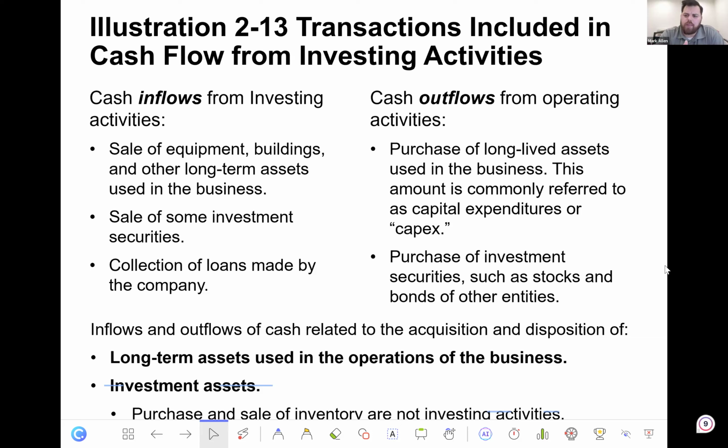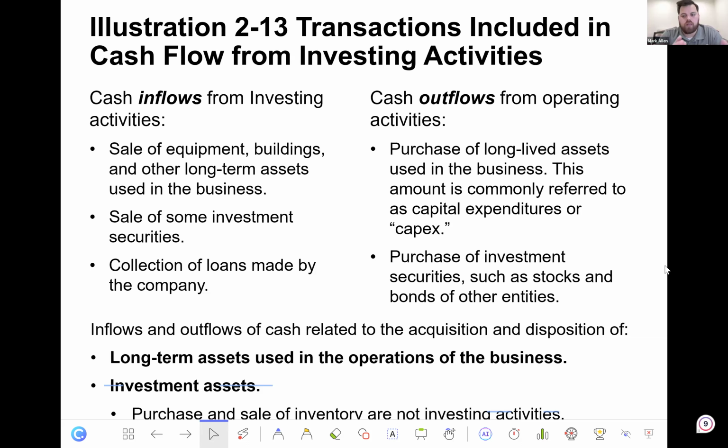Often called CapEx for capital expenditures. Purchase of investment securities such as stocks, bonds of other entities. So we could be on the other side. Instead of us selling those items, we could actually be purchasing those items and investing in other companies. Inflows and outflows of cash related to the acquisition and the disposition of the long-term assets.